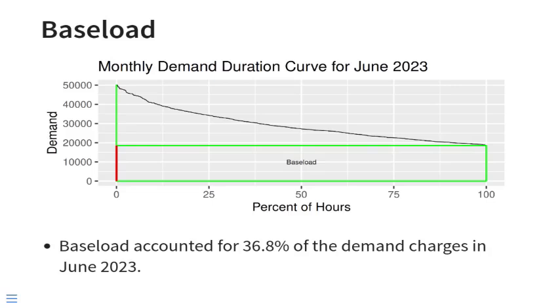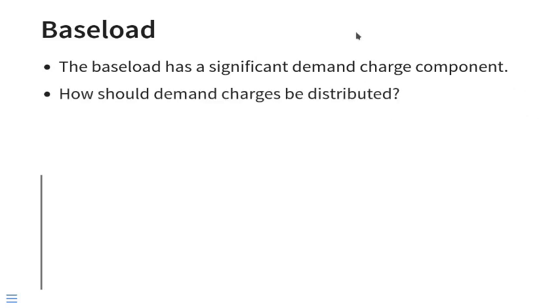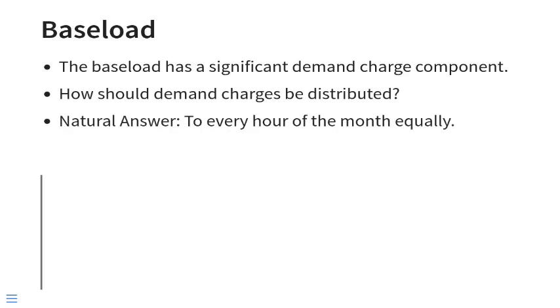Here I've highlighted with the red line the demand that is present for the baseload. In June of 2023, this was significant. 36.8% of the demand charges were related to baseload. So I think we can conclude that the baseload has a significant demand charge component. But the real question is, how should we distribute this demand across hours? Well, the natural answer is to assign each hour of the month an equal amount.